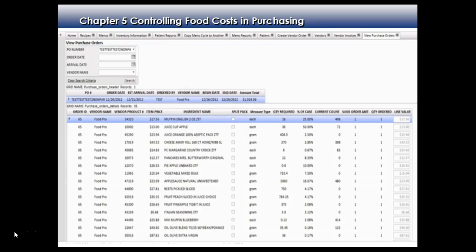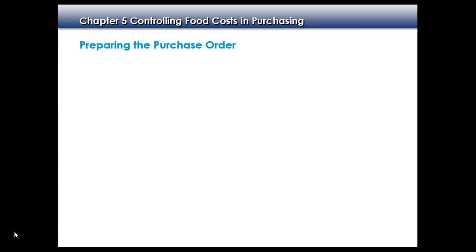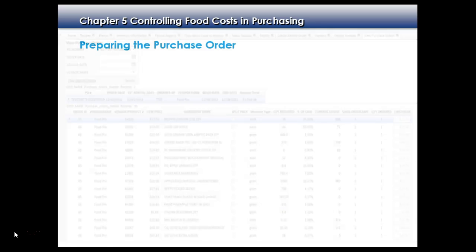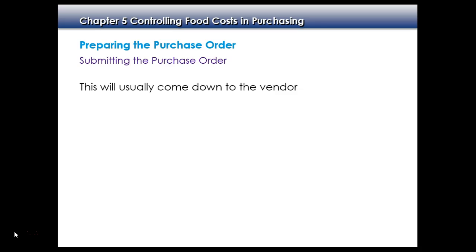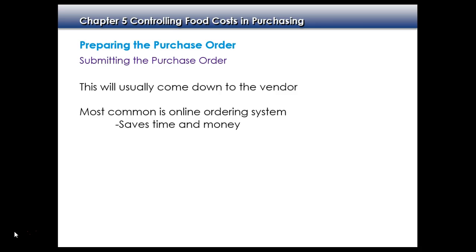So if you are doing online, you might see something more like this. And once you're done with that, the order form becomes the purchase order when you're going online ordering and through your POS system. So submitting the purchase order, it's going to come down to the vendor on how they want to receive that order. Like I said before, most common is online ordering system.